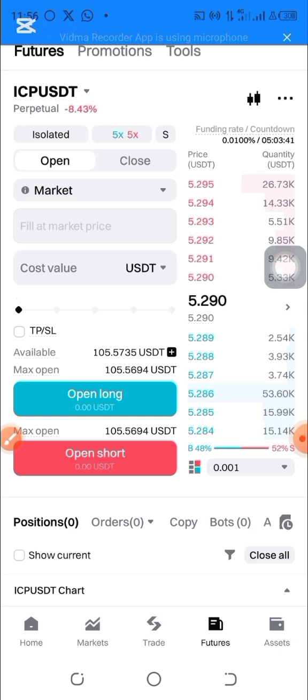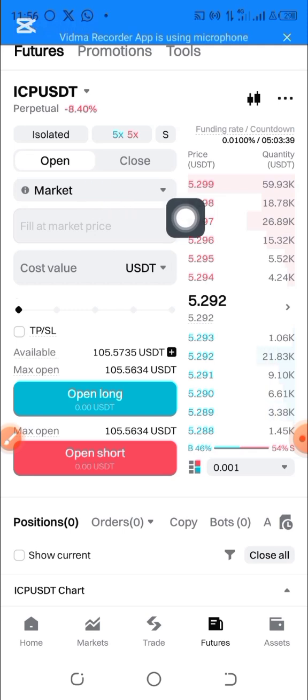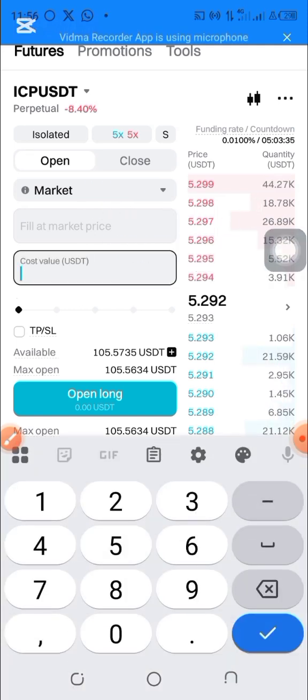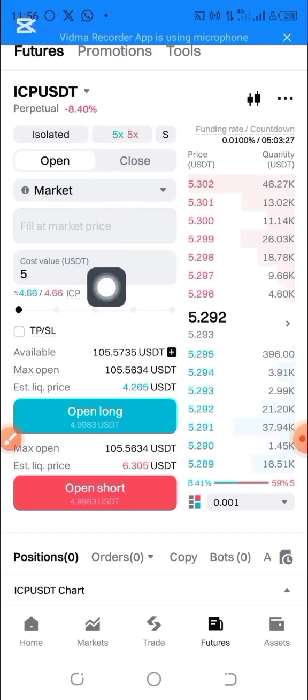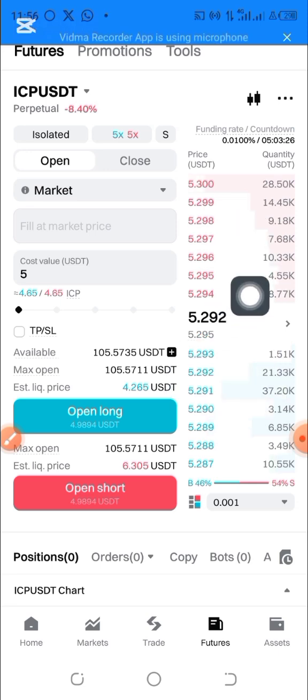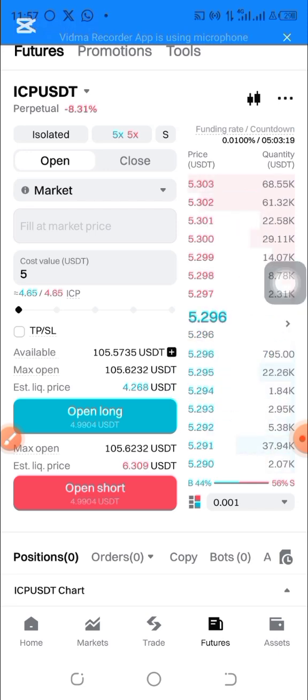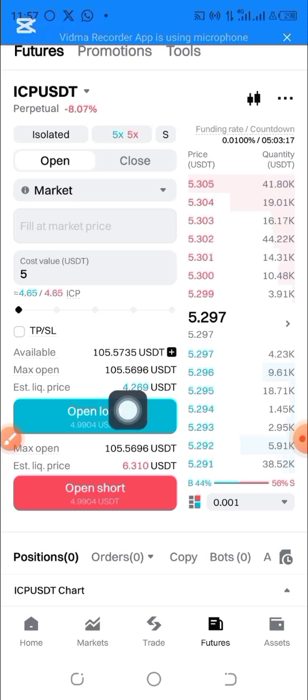So I'll just come here. Let me use my market order like that. Then I'll just put $5 here. So this $5 on a 5x will give me $25 worth of trade for this ICP. So I'm buying this ICP at 5.292 cents. So I want to long it, so I click on open long.